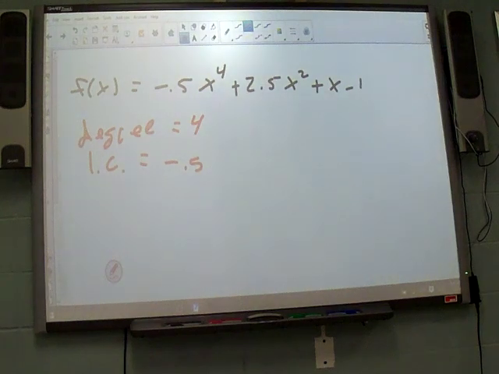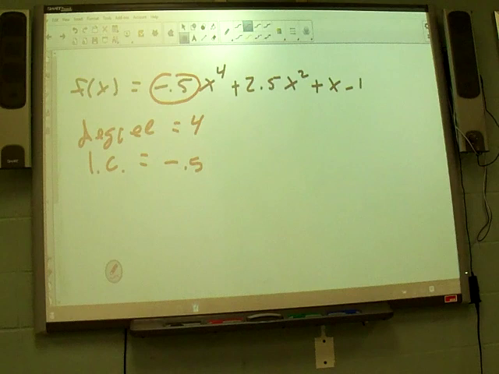All right, Michaela, degree. Highest power. Chloe, highest power. So you got the degree, highest power. Leading coefficient, you go to that term, and it's the number in front of it. Okay, so we've got a degree of 4.